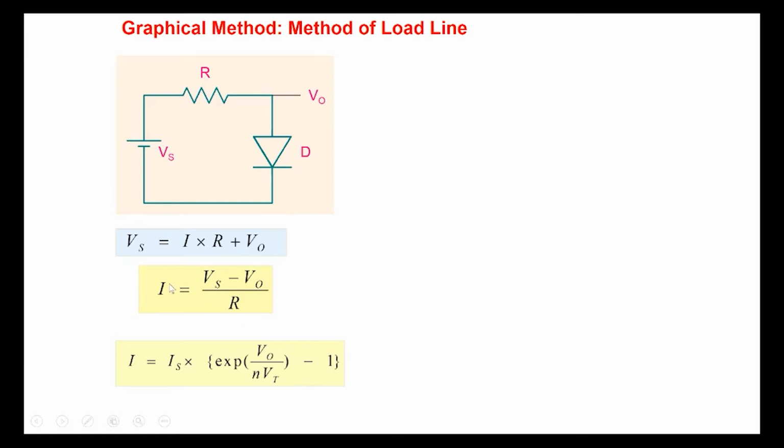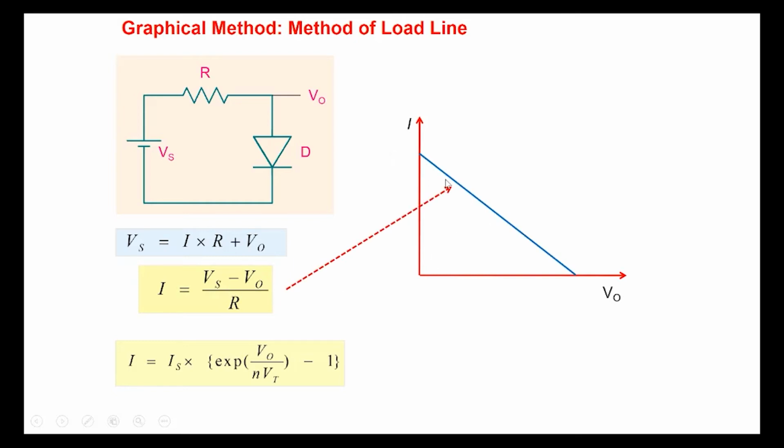And simultaneously solving two equations, you could do that graphically by plotting both these equations on an I versus V0 plot and see where they intersect. So take an I versus V0 plot. I and V0 are the unknown things here. So plot this first equation, which is a straight line. The value here would be Vs. The value here would be Vs by R.